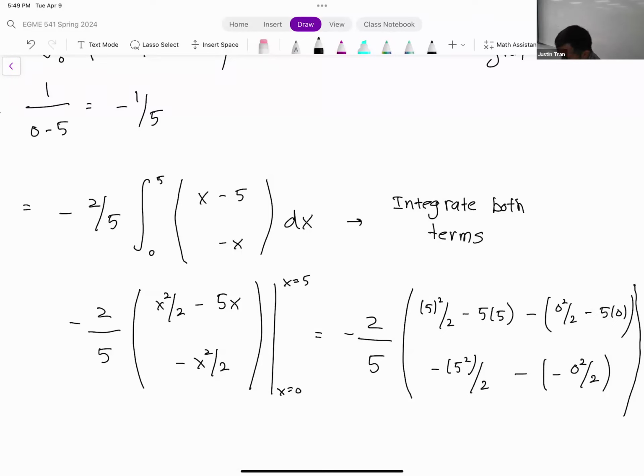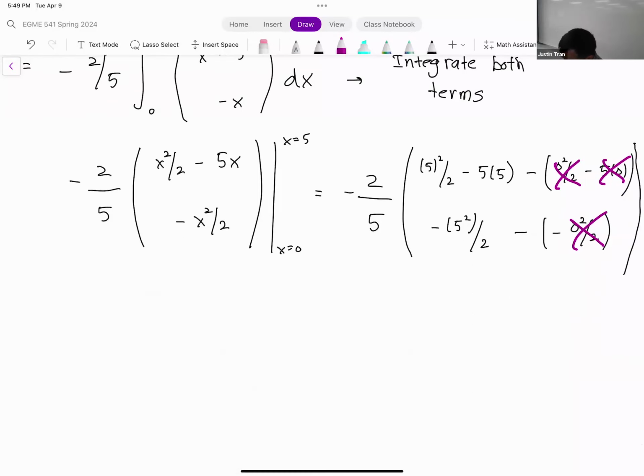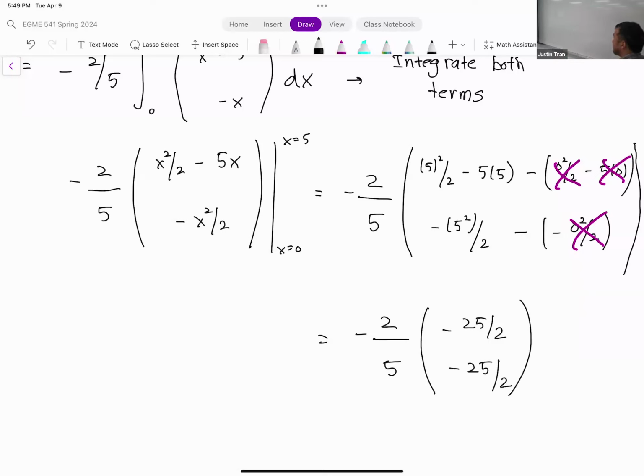All right. So let's go ahead and simplify this. Of course, everything that's evaluated at 0 is just going to be 0, so it's going to cancel those out. And if we evaluate both terms right there, we have -2/5. Up top, we have 25/2 minus 5 times 5, which is 25, and so that's going to be minus 25/2. And on the bottom, we have a -5 squared/2, so that's going to be another -25/2.